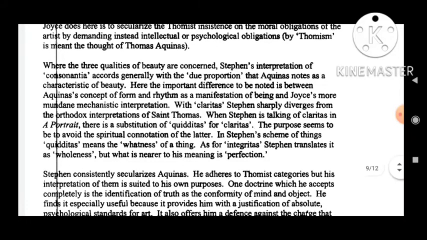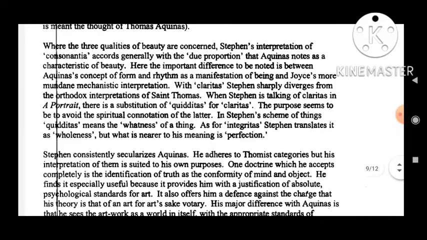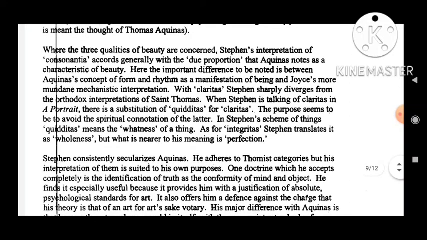Where the three qualities of beauty are concerned, Stephen's interpretation of consonancia accords generally with the due proportion that Aquinas notes as the characteristic of beauty. So already I have told you that it's a characteristic feature of beauty which was told by Stephen. Here the important difference to be noted is between Aquinas' concept of form and rhythm as a manifestation of being and Joyce's more mundane mechanistic interpretation.